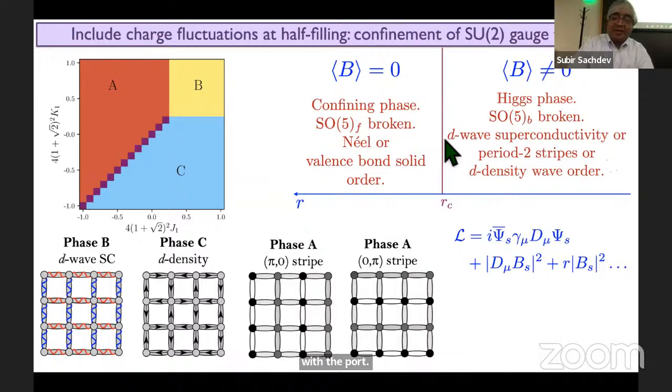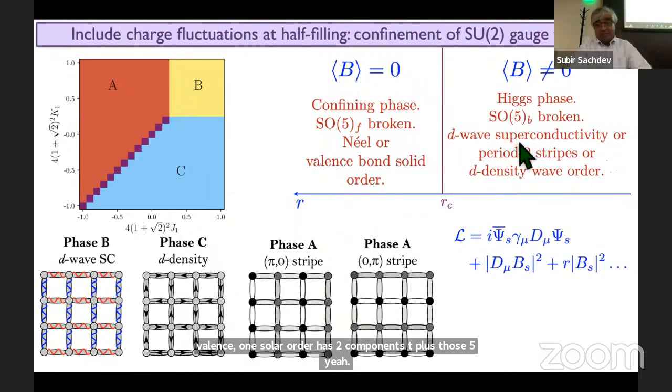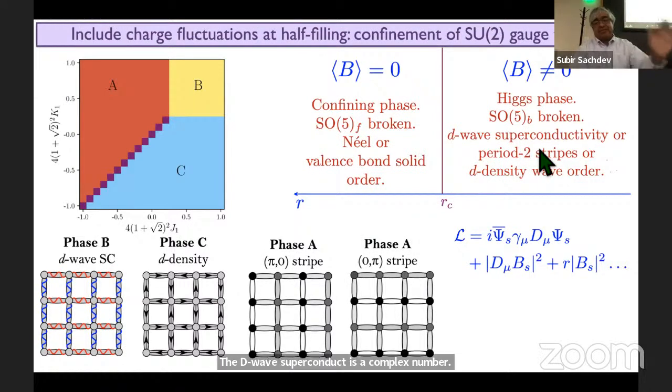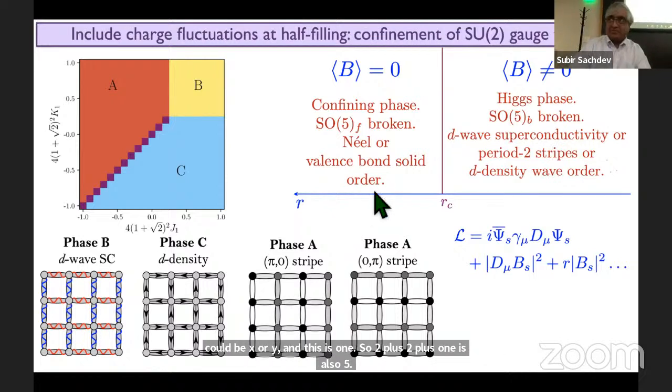And this tells you why you have five order parameters in the sense of the number of components. The Neel order parameter has three components, the valence bond solid order has two components, 3 + 2 = 5. Here the D-wave superconductor is a complex number, so it's two components. The stripes have two components because of X or Y, and this is 1, so 2 + 2 + 1 is also 5. So this is how the numerology works out beautifully.